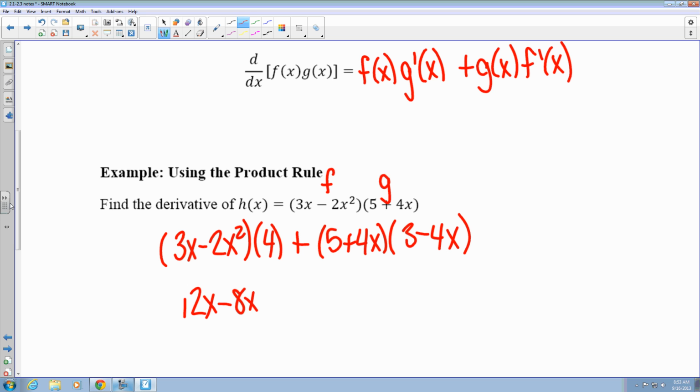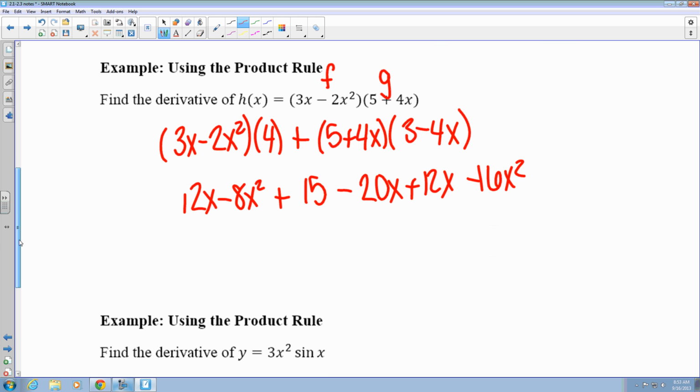12x minus 8x squared plus, FOIL, 15 minus 20x plus 12x minus 16x squared. And then we'll combine our like terms to simplify. Always simplify. We have 3x terms, which combine to 4x. We also have negative 8x squared and negative 16x squared, which would be negative 24x squared. And only one constant, which is 15.